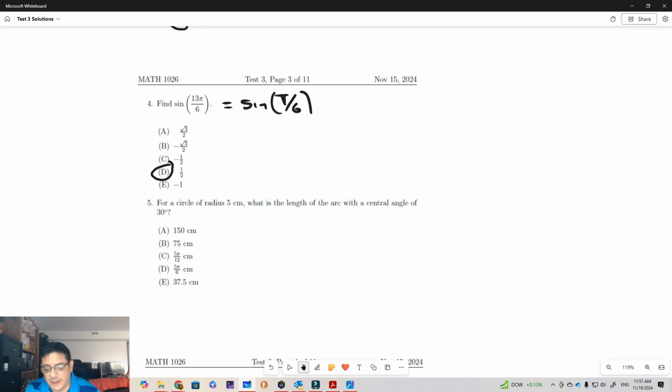Now, number 5 is: for a circle of radius 5, what is the length of the arc with the central angle 30 degrees? So first, we establish that S, the arc, is r times theta, where r is the radius, which is 5, and theta has to be the angle, but in terms of radians. So 30 degrees is pi over 6, and so this will be 5 pi over 6 overall, which is answer D.